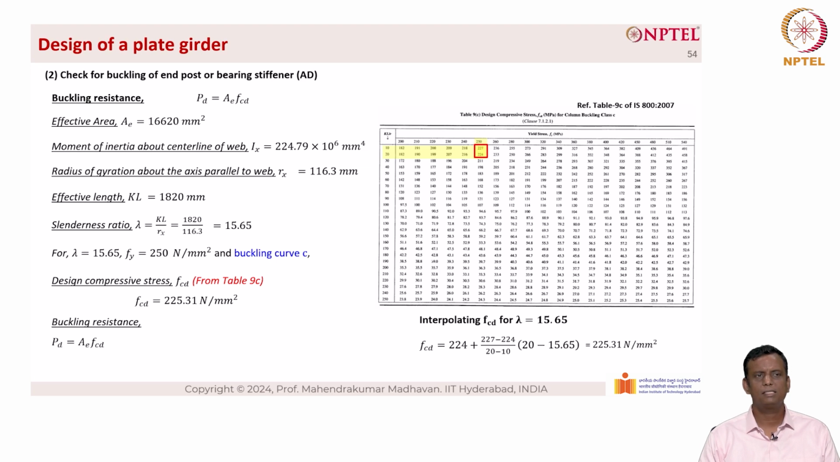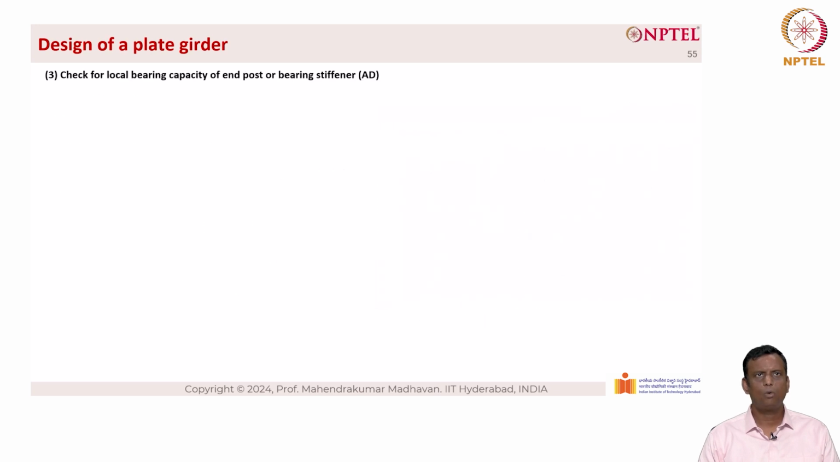Now buckling resistance P sub D equal to AE into FCD, which is equal to 16620 into 225.31. So the value is 37446.6 kilonewton, which is greater than FC, which is 3064 kilonewton. Hence it is okay. Now let us check for local bearing capacity of the end post or bearing stiffener A sub D.